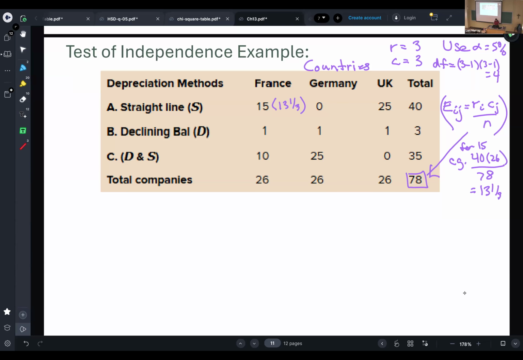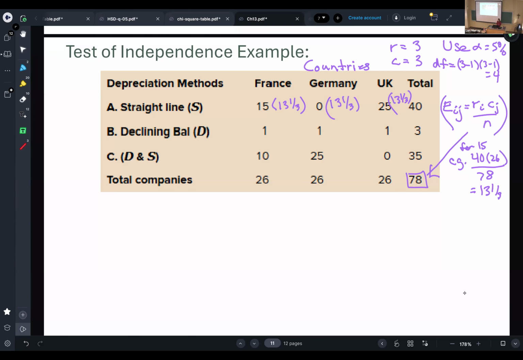For 0, we do the same thing, the same number. They got 0, so we expected 13 and a third, but they got 0. That's what was actually collected in the data. For the UK, same thing. They expected 13 and a third, and they got 25. Using the margin, right? We're using the margin.